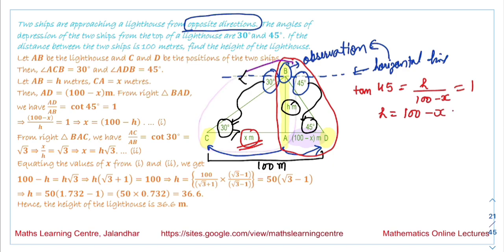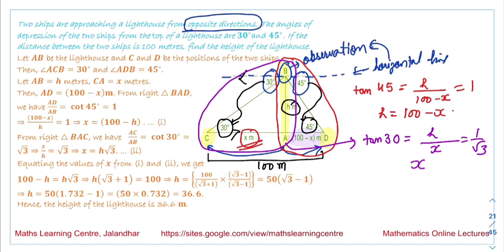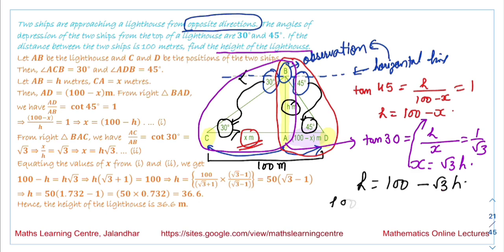Second, we are considering the triangle BAC. We have tan 30 equal to h over x, that is equal to 1 by root 3. So the value of x we get is root 3 times h. We have to find the height of the lighthouse. So we substitute the value of x in this equation, and we will obtain h is equal to 100 minus root 3 h. So 100 is equal to (root 3 plus 1) times h. So the value of h we get is 100 over (square root 3 plus 1).